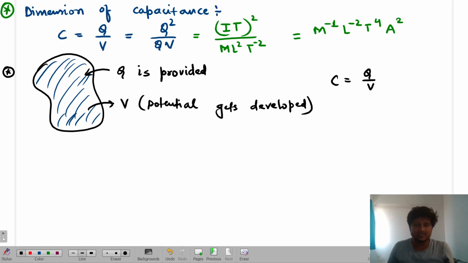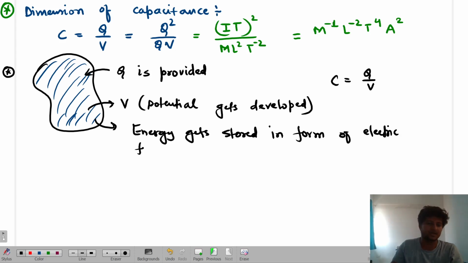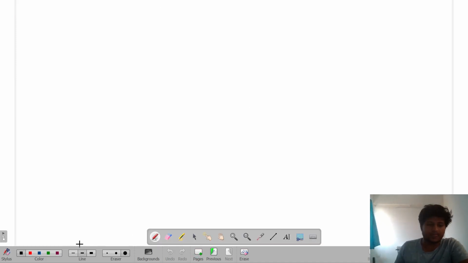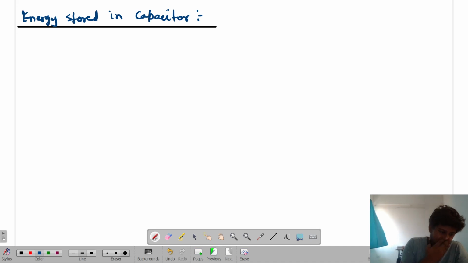Question arises that when you provide this charge and when this potential gets developed, I know that some energy will be stored in this capacitor, or not? And due to this, the energy gets stored in the form of electric field. The question arises: what is that energy, isn't it? Are you able to get me? So let us see for an arbitrary shaped conductor how much energy is stored. I'll consider this conductor as a capacitor. So give the heading: energy stored, electrical energy basically, in capacitor. Are you able to get me? Okay?